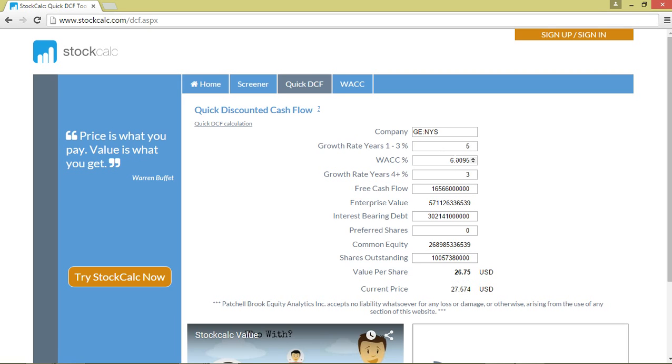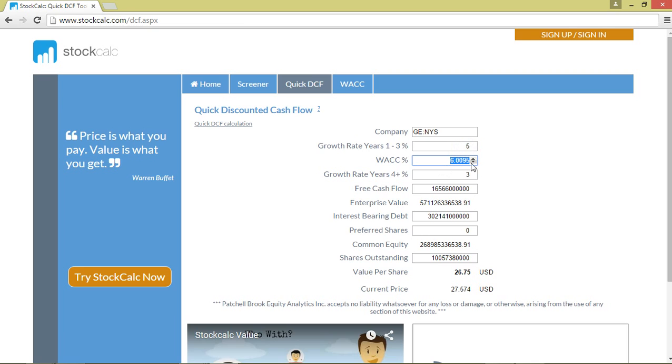So the purpose of this tool really is to test the what-if scenarios. So what if growth rate is not 5%? What if we think it's only going to be 3% on a go-forward basis for the next 3 years? Our value per share would go from $26.75 to $24.69. So somewhat of an impact, but not huge.